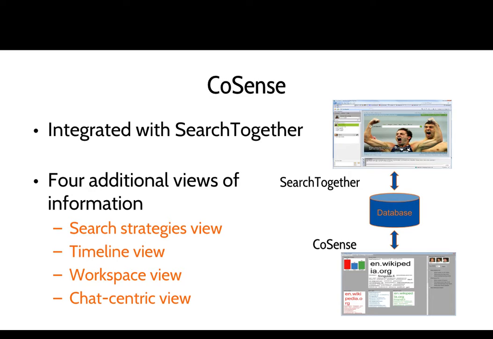So another system was built to try to solve some of these problems. This is another work by Mary and team called CoSense. Basically, CoSense is an additional package that links together with an intermediate database to Search Together. So you've got Search Together, and they said, look, we're having problems understanding the state that people are in when they're working on these shared sense-making tasks. So what they did is they decided to take Search Together and add a bunch of views onto the data set. So these are search strategies views, so I can see what you're doing. I see you're going to pursue insulin therapies, or you're going to pursue dietary therapies, whatever. So I can see that partly through strategies, partly through time, partly through workspace, what items you have on your workspace, and a chat-centric view.